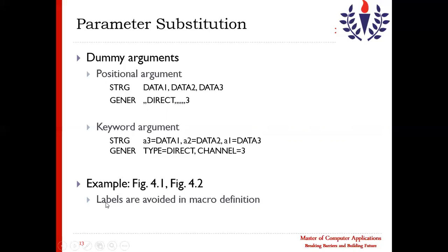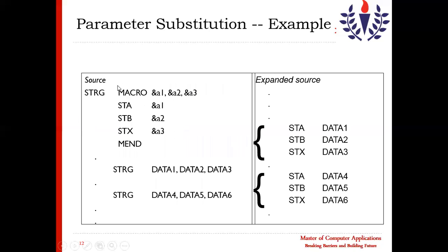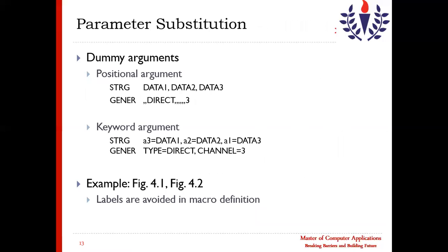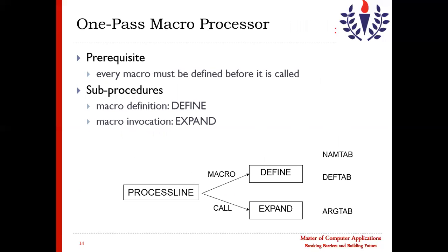The third thing is that labels are avoided in macro definition. If you see this macro definition, these three statements, we are not putting any label. So try not to put any label inside a macro definition. So this is parameter substitution.